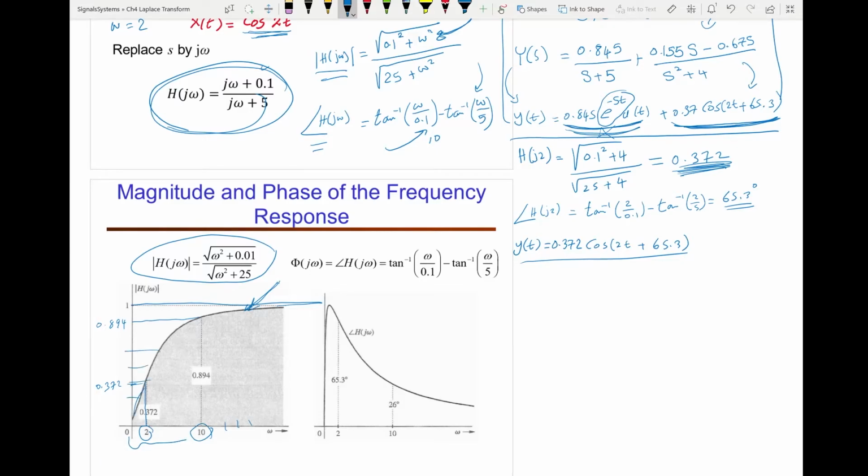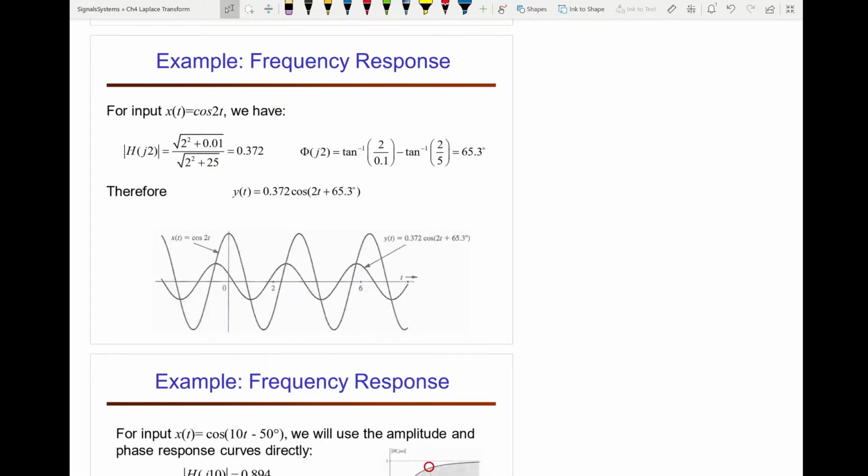Low frequency components will be attenuated. Now, if I plot this phase for different frequencies here, it will be this. And then for omega 2, the phase shift is 65.3. For omega 10, the phase shift is 26 degrees. If you plot the input, this is the input x of t, cosine, this is 0, and this is the output, which is this one.